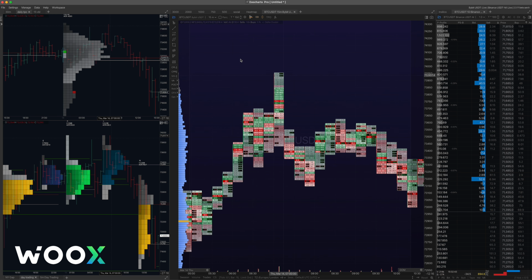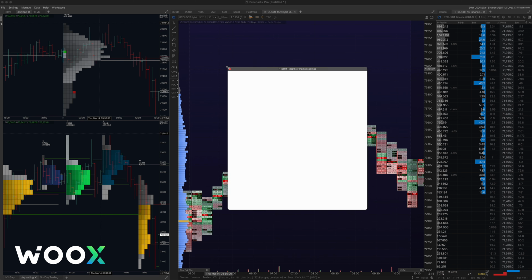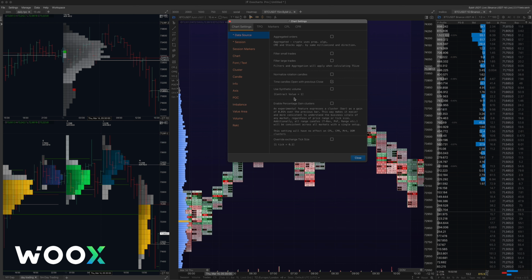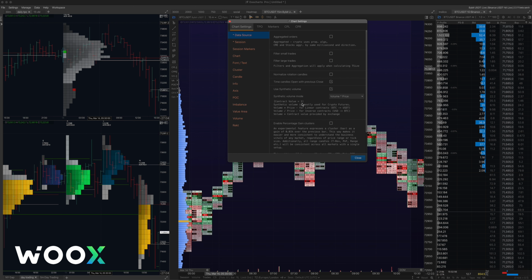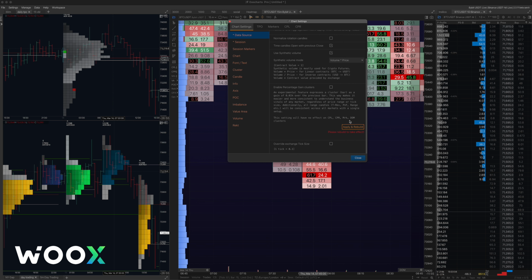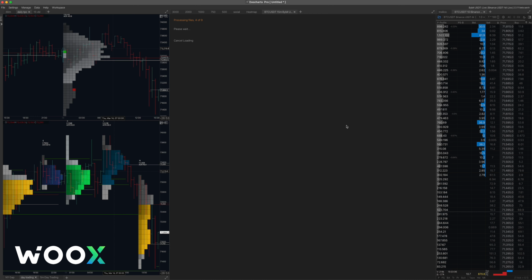For those who don't know what synthetic volume is, if we just go over to here, you're going to right click the chart settings, and then go to this data source. And then you're going to use synthetic volume. Right now you're seeing the data in Bitcoin, but I want to change it from Bitcoin to see it in USDT.